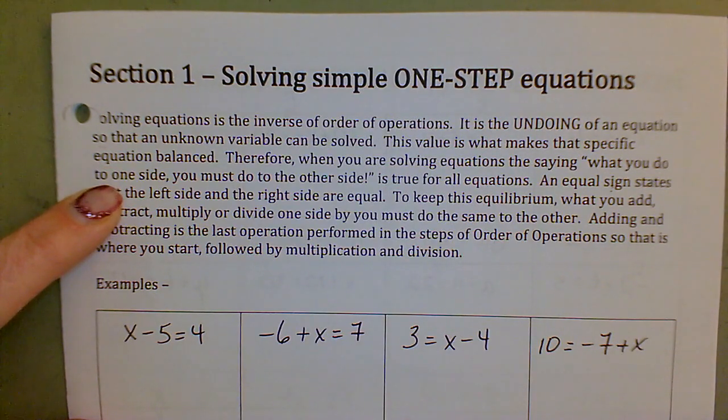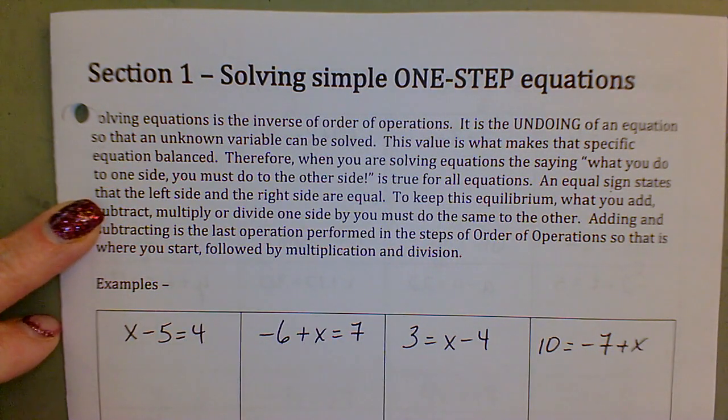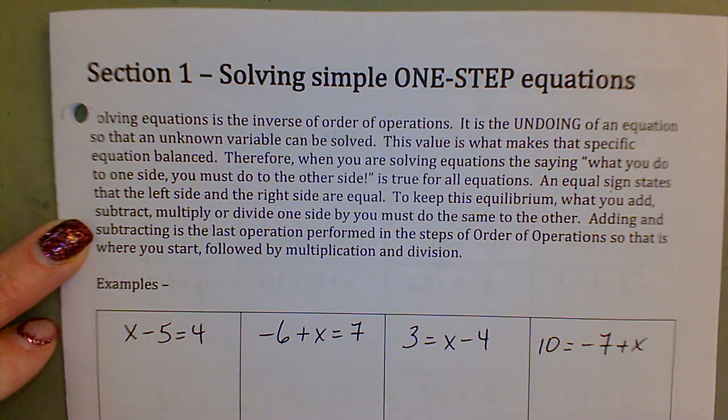Therefore, when you are solving equations, what you do to one side, you have to do to the other. It's just like when we find common denominators. What you do to the denominator, you have to do to the numerator. It's the same here. What you do to one side, you have to do to the other side. This is true for all equations. An equal sign states that the left-hand side is equal to the right-hand side. To keep this equilibrium, when you add, subtract, multiply, or divide one side, you must do the same to the other side.